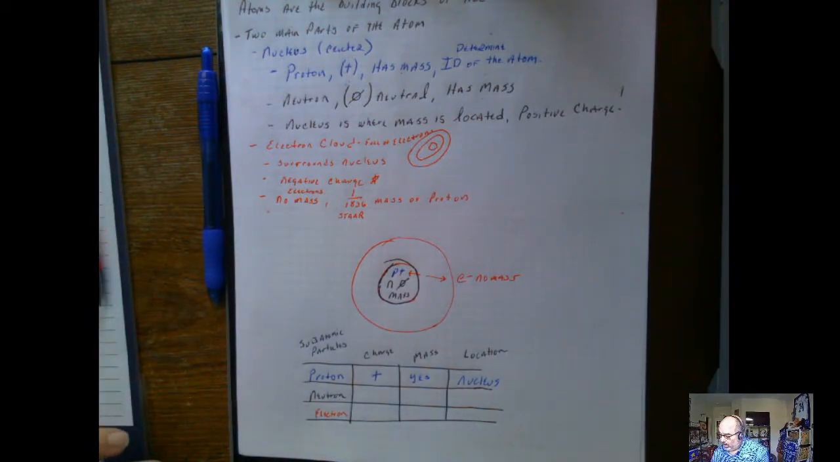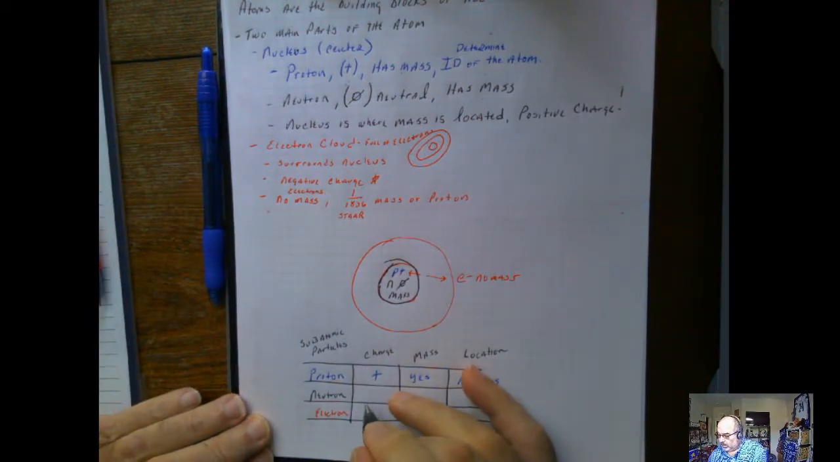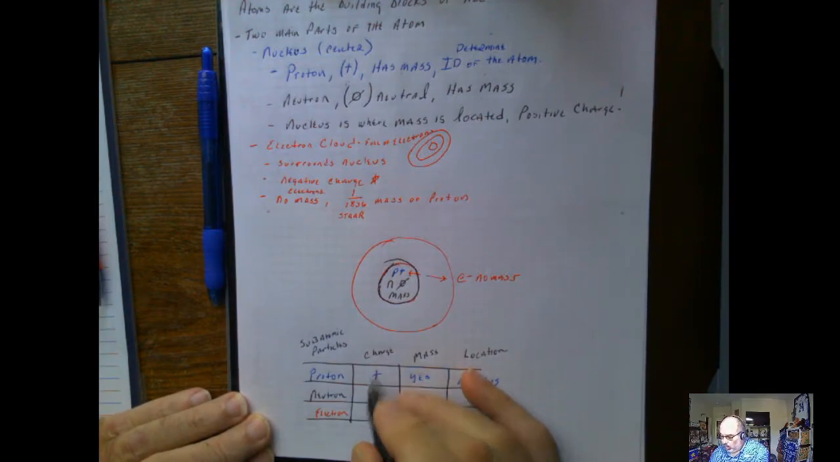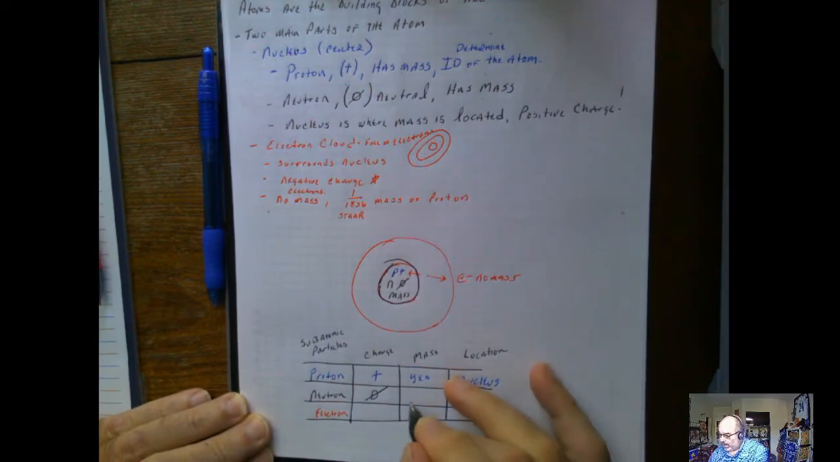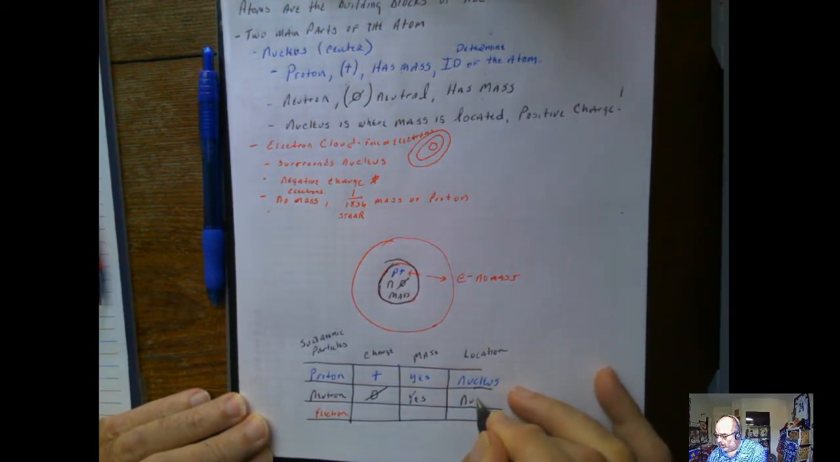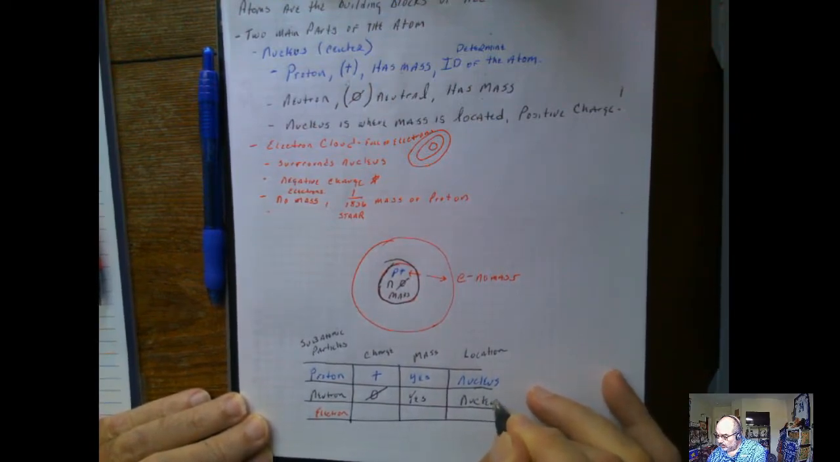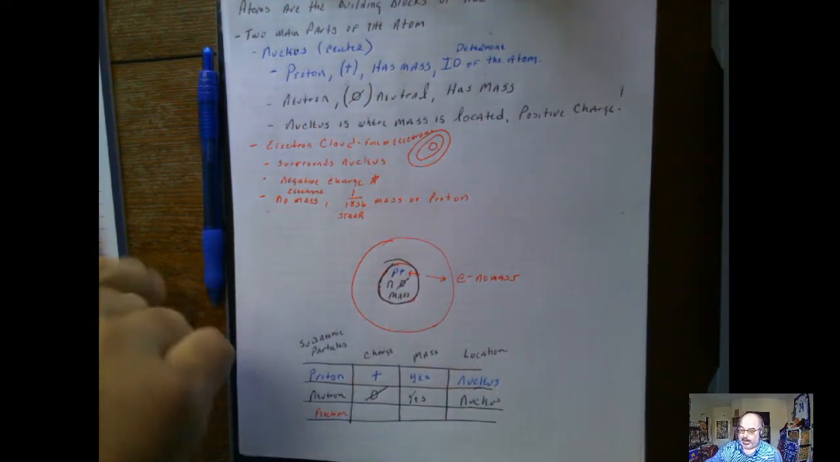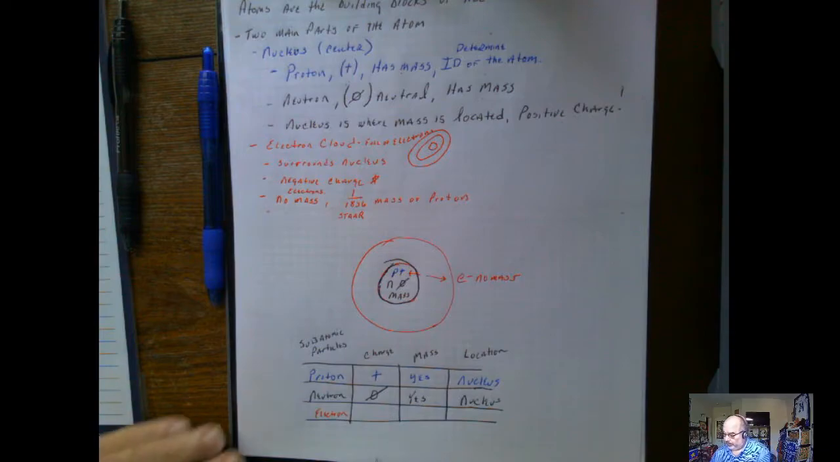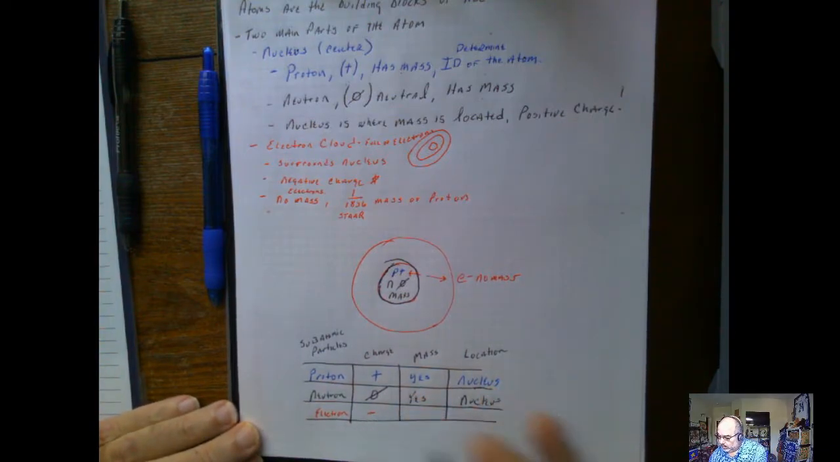And the neutron, its charge, is it negative? No, it's neutral. Okay, does it have mass? Yep. And it's also in the nucleus. And then finally, the electron. The charge is negative. Does it have mass? No. Or very little.